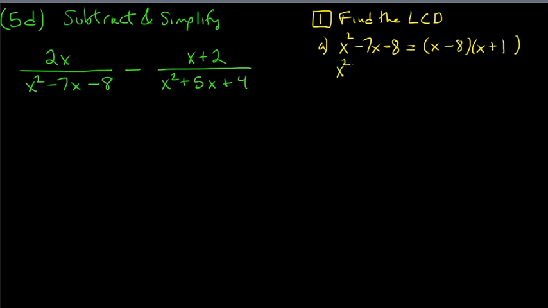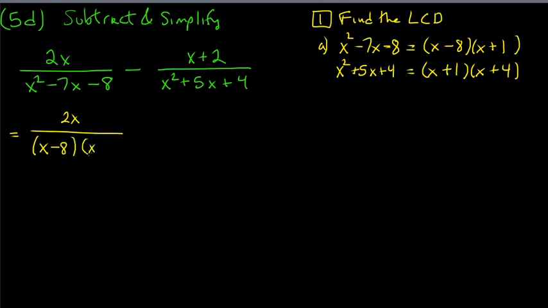For the second denominator, x squared plus 5x plus 4. Not much of a choice here, right? 4 is either 2 times 2, but 2 plus 2 is 4, or it's 1 times 4, right? And 1 plus 4 is 5. Okay, so first thing is let's just write this with the denominators already factored. X minus 8 times x plus 1 for the first one, and then minus x plus 2 divided by x plus 1 times x plus 4.